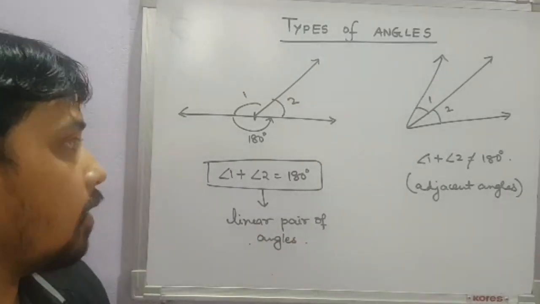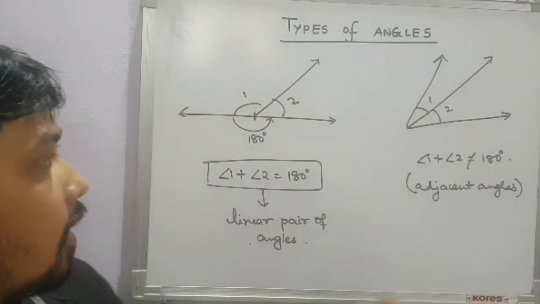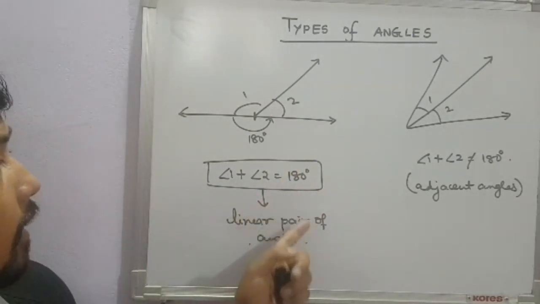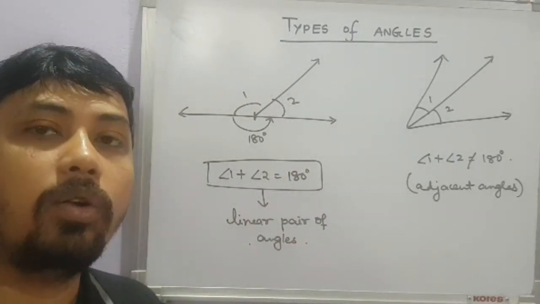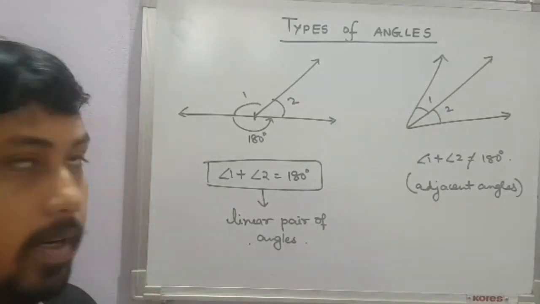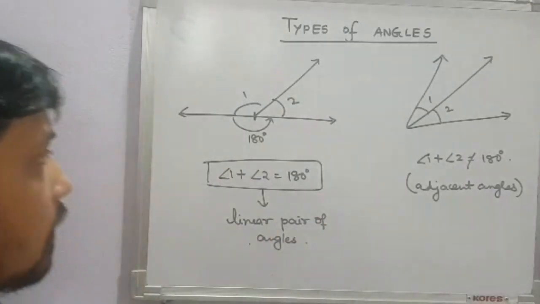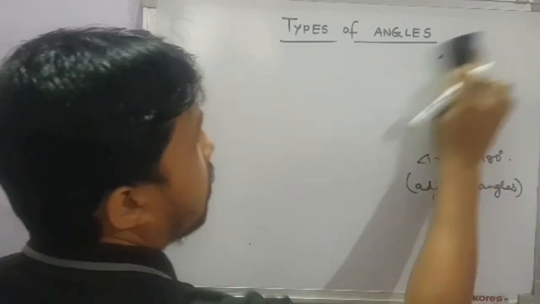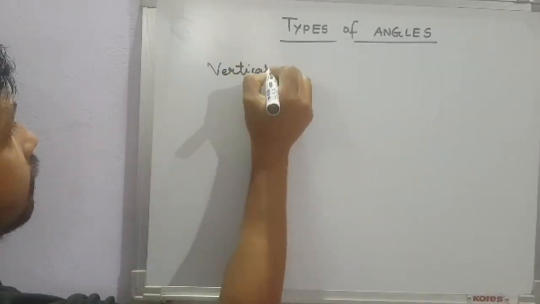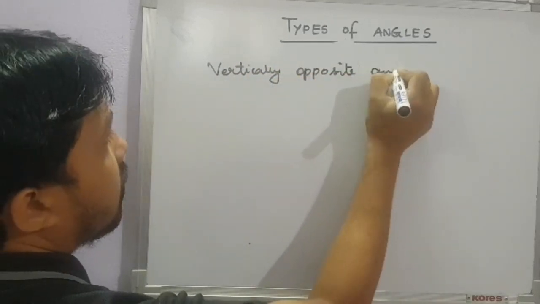right? So you must have learned two neighbor angles are called adjacent angles. If the sum of two adjacent angles is 180 degree, then they are called linear pair of angles. So if I ask you what's the sum of linear pair of angles, it is always 180 degree. Alright, this is clear. There's one more, you must have heard this term also, vertically opposite angles.